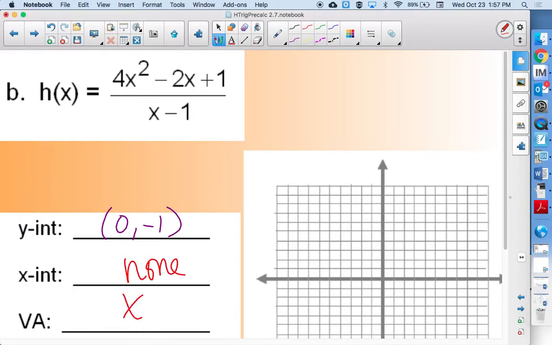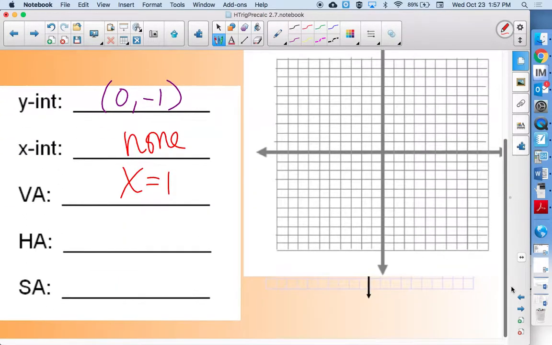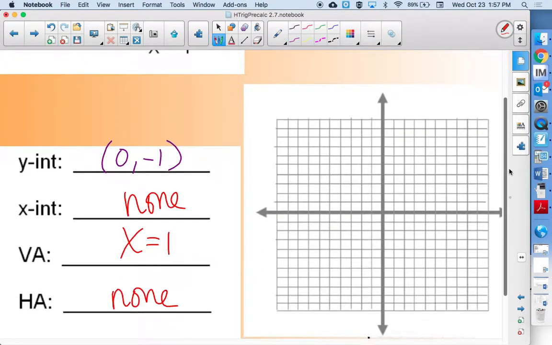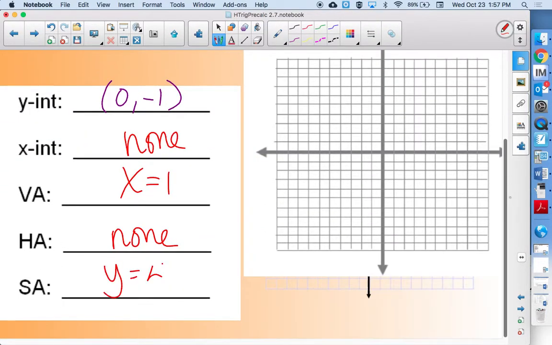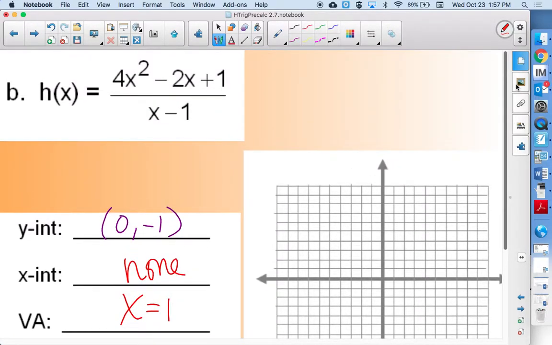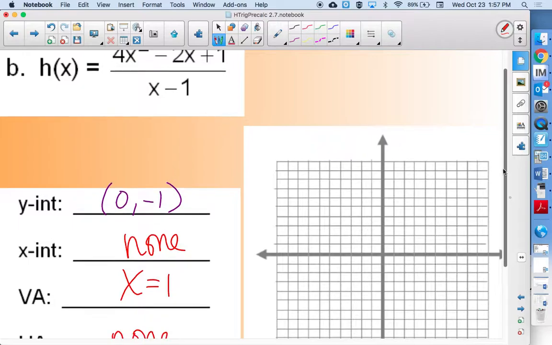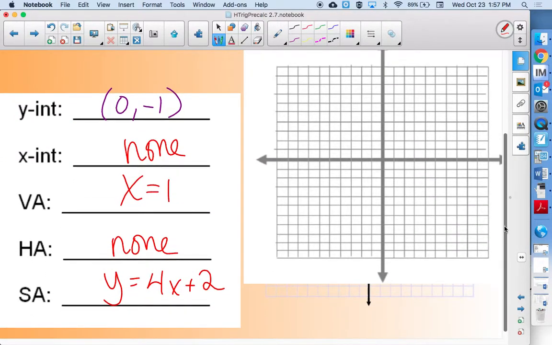There we go. The vertical asymptote is at 1. The horizontal one doesn't exist. And the slant asymptote, you should have found 4x plus 2. Use synthetic division. You're still dividing by 1. You have 4, -2, and 1, so it ends up being 4x plus 2. So this mx plus b has a steep slope.